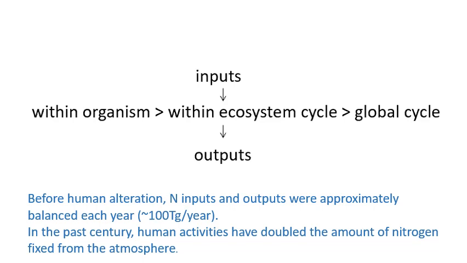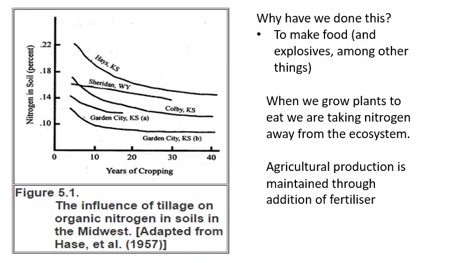So it was balanced. In the past century, however, human activities have doubled the amount of nitrogen fixed from the atmosphere. So they've doubled the amount of nitrogen coming into the ecosystem. Why have we done this? What is the point of adding all of this nitrogen to the ecosystems? Well, basically it's to make food and explosives and other things, but let's focus on food for now.